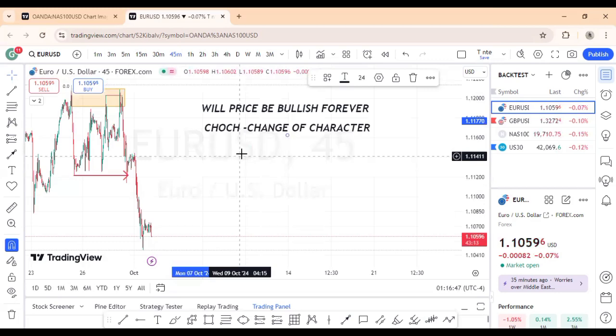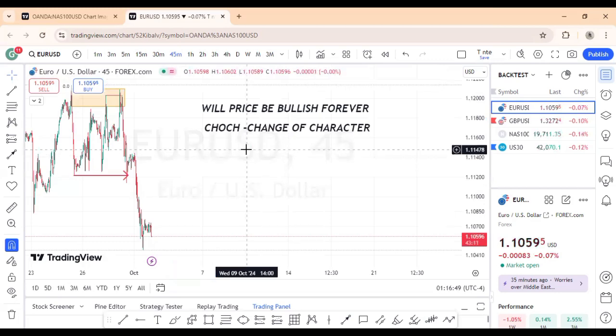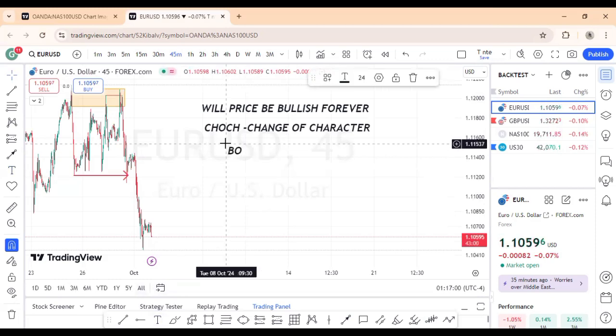Someone will be asking me now, okay, sir, what is the difference between a change of character and a break of structure? Now, the difference is this: for a break of structure, price doesn't need to change the trend. So, there's no need for price to change the trend.